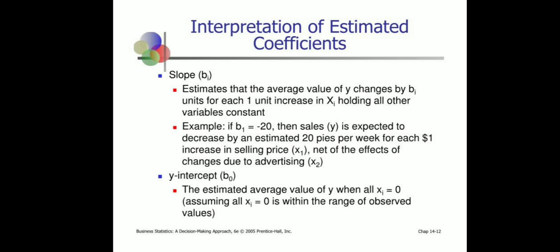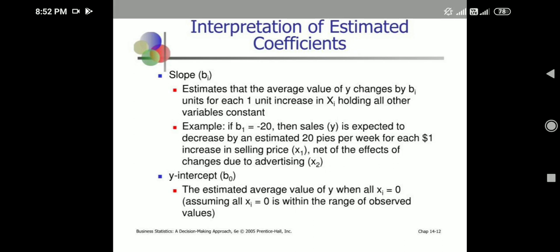This is the interpretation. So as selling price x1 increases, sales change, net of the effects of changes due to advertising. With an increase in advertising, sales also increase. The y intercept is b0, the estimated average value of y when xi equals 0. That is the minimum.